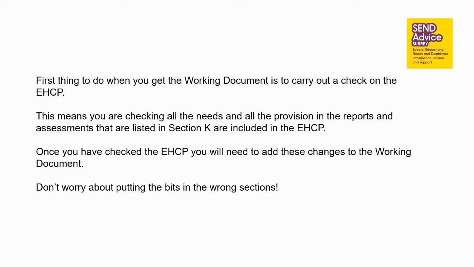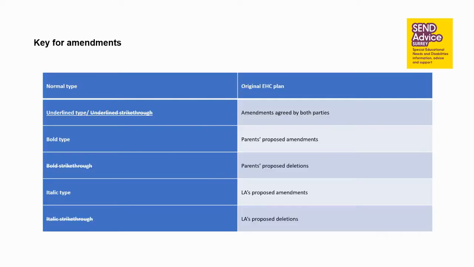This means you're checking all the needs and all of the provision that are in the report and assessments listed in section K are included in the plan. You may have already done this, which is great, but if not, please watch our webinar on how to check a draft EHCP. Any changes you wish to make should be evidenced within reports.